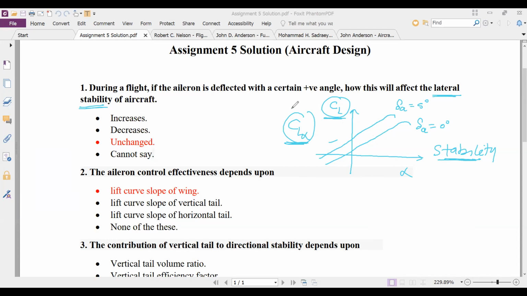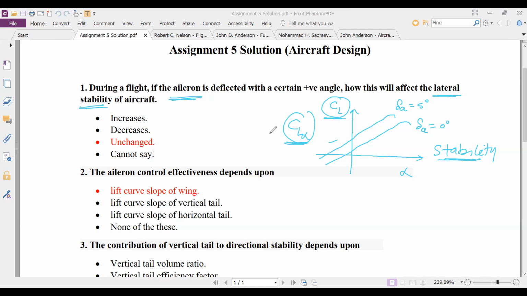So the deflection of ailerons has no impact on lateral stability, because if you deflect aileron either way, dihedral effect is not going to change, sweep back effect is not going to change, and the effect because of the placement of wing is not going to change. They will be operating usually. So they are the contributors to stability, and they are unchanged.